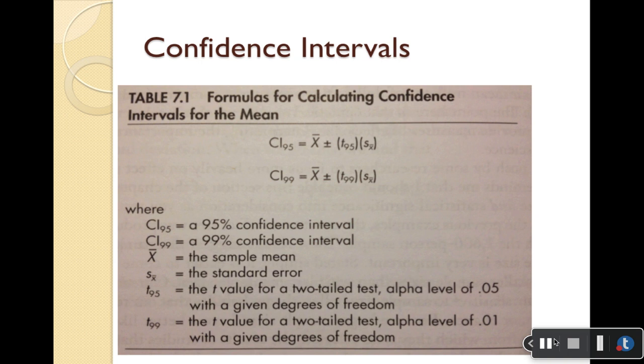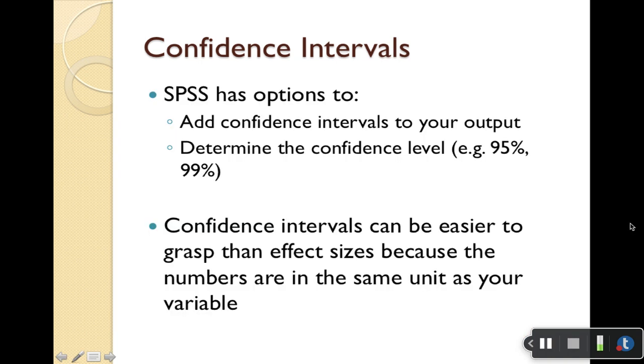Your book gives a couple of examples, some formulas for calculating confidence intervals around a mean. It's really great to look at from a conceptual level, but again, we aren't going to be calculating these by hand. It'll actually be, I believe, one of the defaults when SPSS runs your statistics. It'll automatically give you a confidence interval. So the really important thing to know is what it is, why it's used, and how to interpret it.